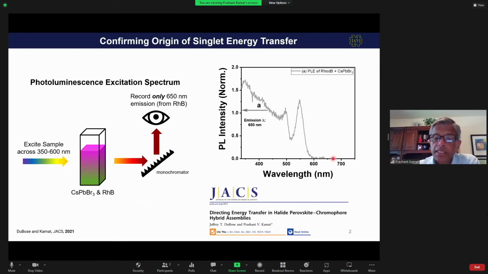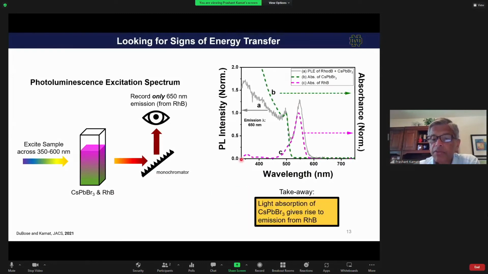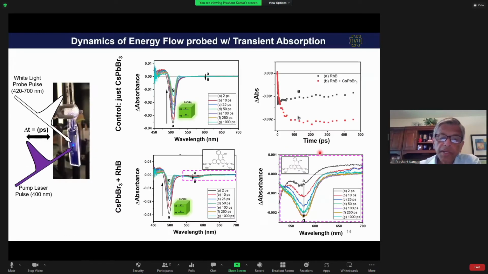And this is the spectrum of the cesium lead bromide and rhodamine B. And this is what you get from the individual spectra. If you have only the cesium lead bromide, you get the spectrum here, and the rhodamine B here. So essentially what you are getting, the gray spectrum, is the composite of the two. And so even when monitoring at 650, you are seeing emission from cesium lead bromide. So it further confirms that it originates from cesium lead bromide.